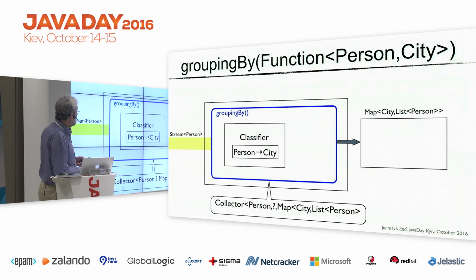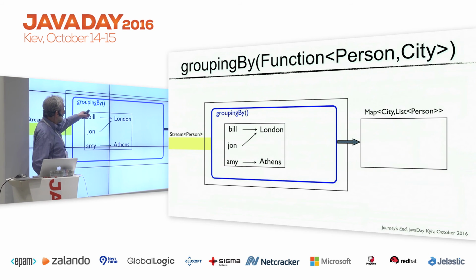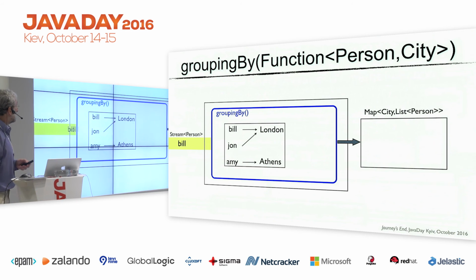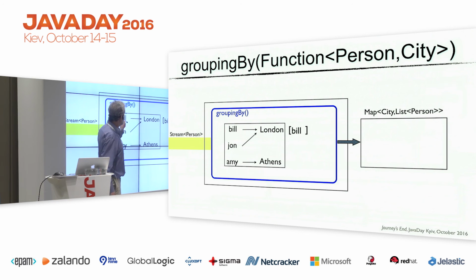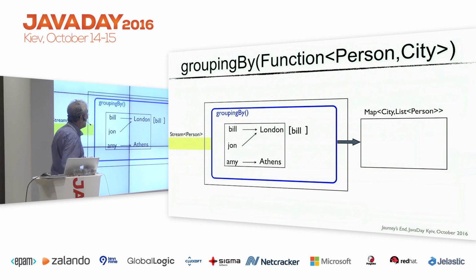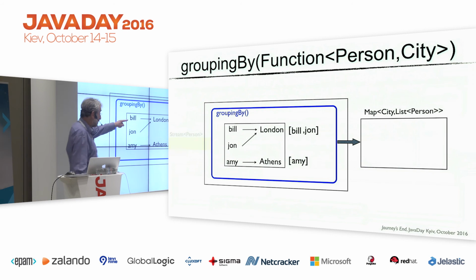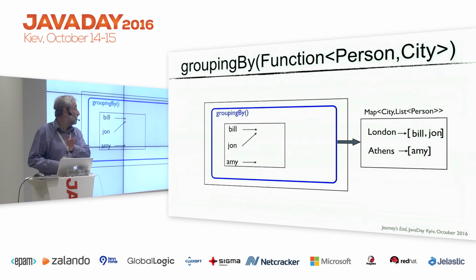So here's how that works in terms of the animations. The classification map here is created by the getCity method on person. So Bill maps to London, and John maps to London, and Amy maps to Athens. And the way this is going to work is that it's going to create a list of person objects corresponding to each of the value types here, the cities. And so when we get a duplicate, then it can be added, because what is being created here is a list corresponding to each one, and so the map is from city to list of person.